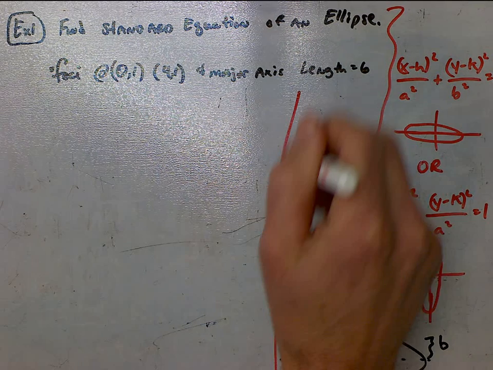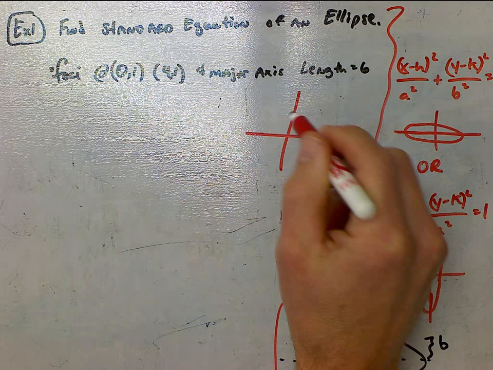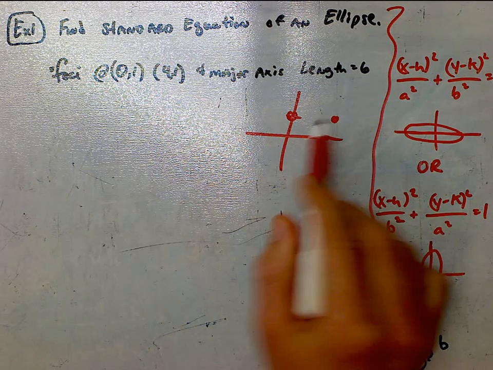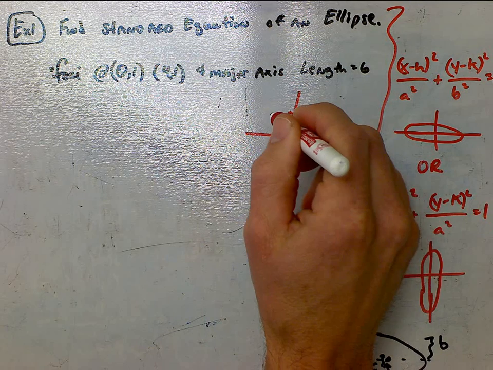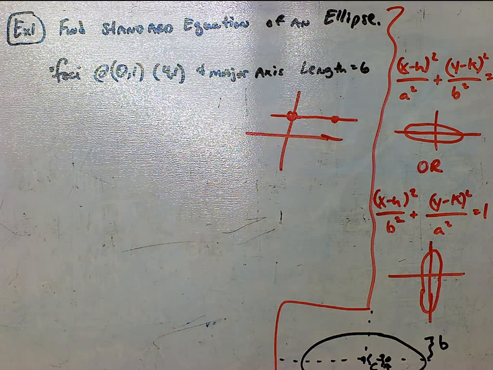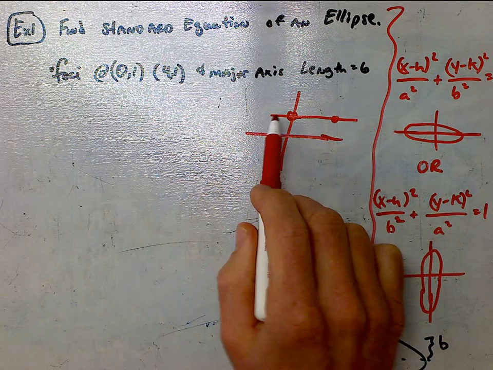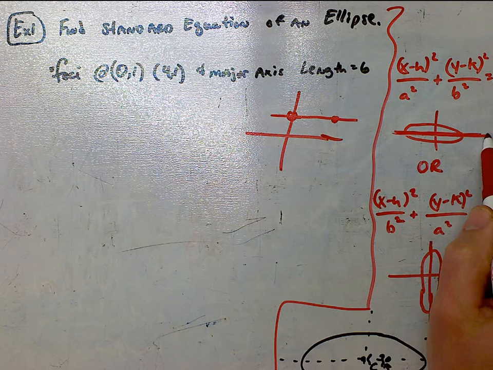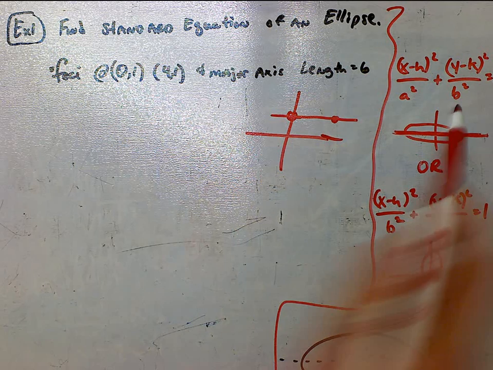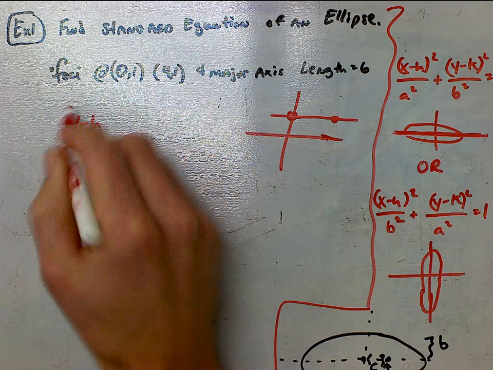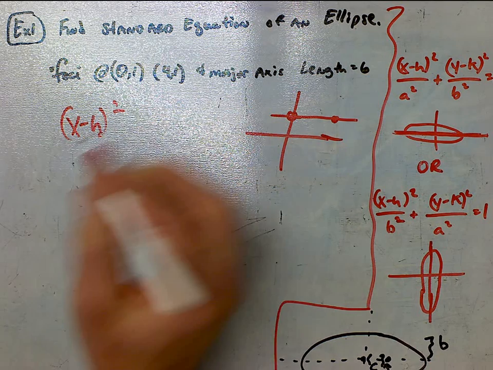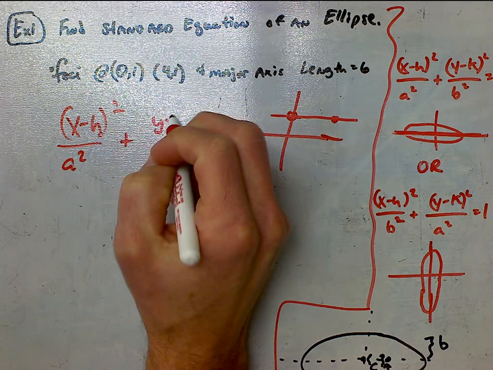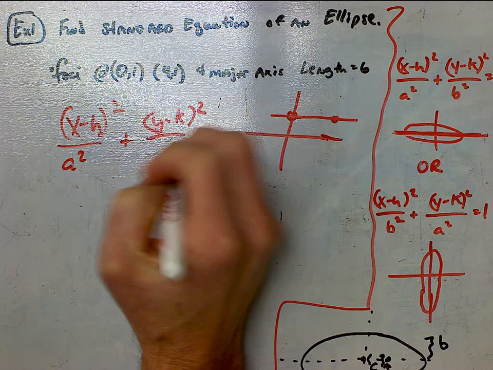If I were to graph this, at (0, 1) and (4, 1), these are the foci. The foci lie on the major axis, so the major axis goes this way. Since the major axis is horizontal, it matches this form with the major axis being horizontal. Therefore, I'm going to use the form of the equation (x minus h) squared over a squared plus (y minus k) squared over b squared equals 1.